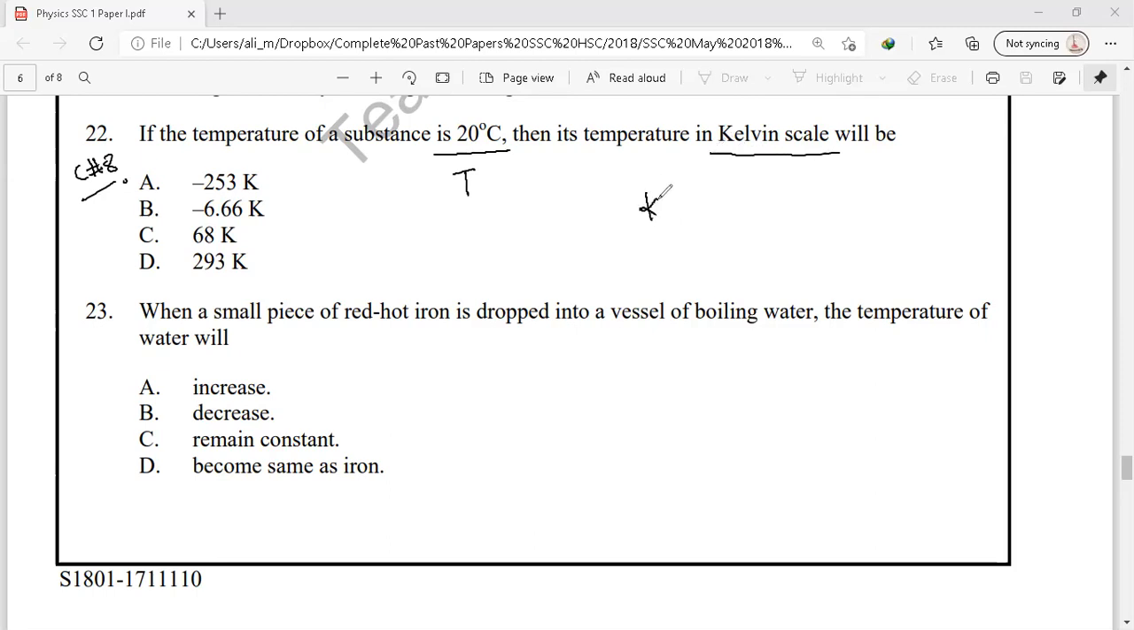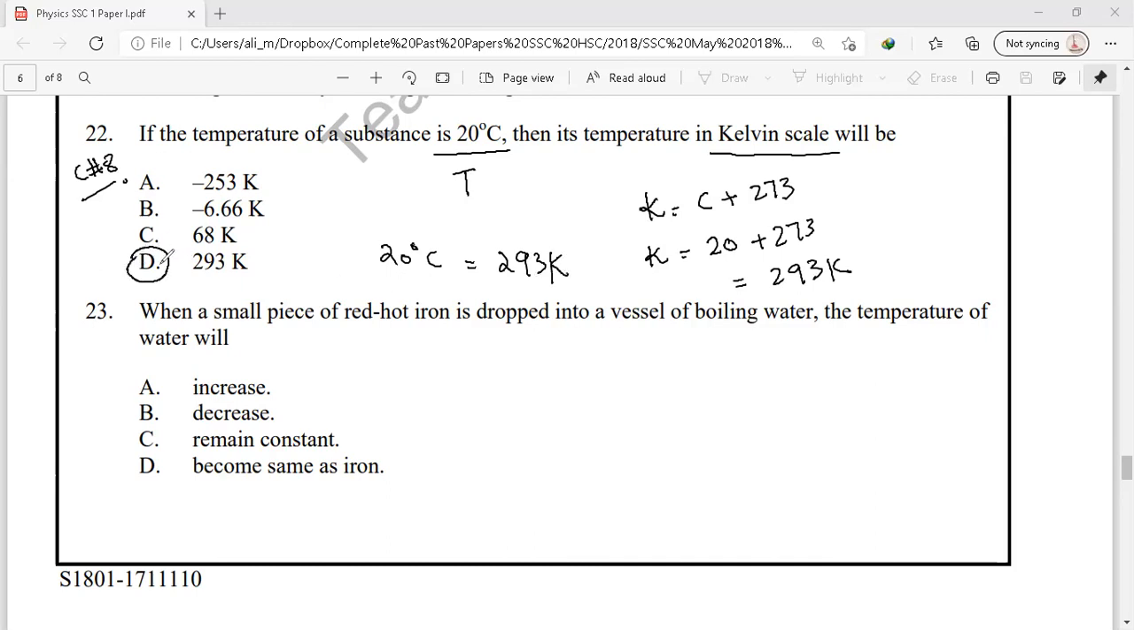So we know that the conversion factor between Kelvin and the degree Celsius is C plus 273. So to calculate this temperature in Kelvin, हम C की value को replace कर देंगे 20 plus 273. So we will get the correct answer, that is 293 Kelvin. So 20 degrees centigrade temperature and 293 Kelvin temperature, they both are equal. So the correct option we have is option D.